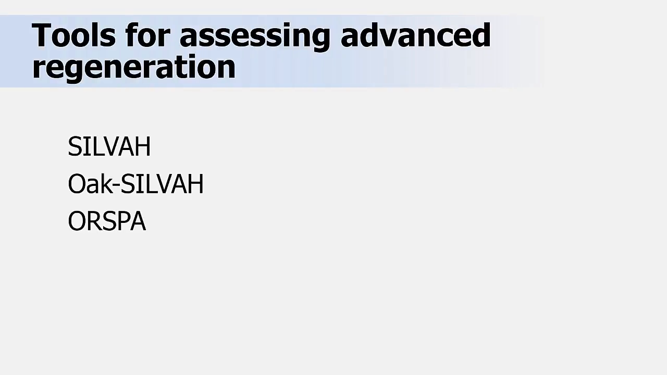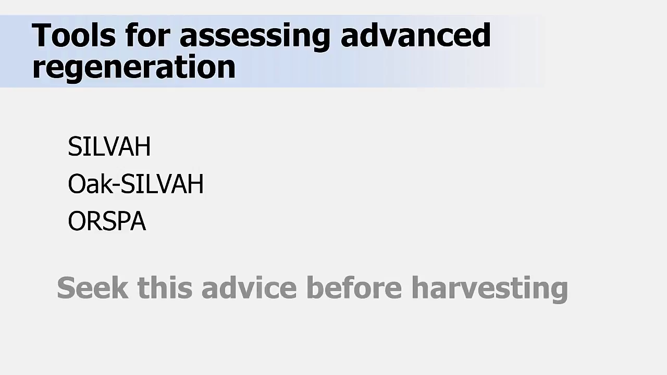Foresters have several quantitative tools for assessing advanced regeneration conditions. Silva, oak silva, and ORSPA are 3 research-based tools foresters can use to help assess advanced regeneration by calculating sprouting potential from stumps and factoring in competitive plant conditions. It is important that landowners seek this advice before harvesting.